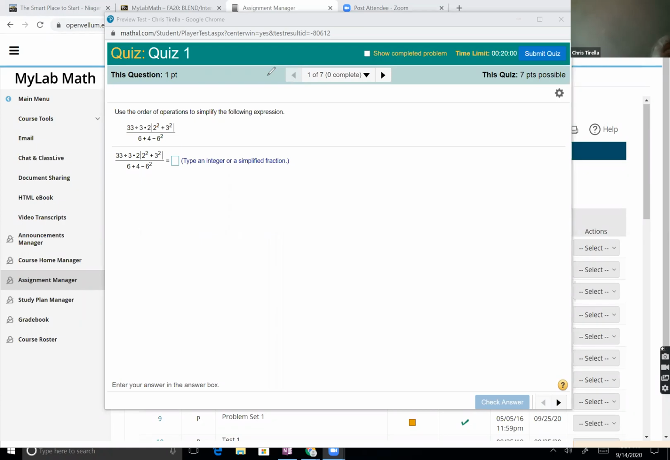So let's start with this first problem. I think this first problem was probably the most problematic for most people in class. Order of operations, be very careful. And also the other thing that I think got some people is penmanship, of all things. That numerator is 33 divided by 3 times 2 times the absolute value of 2 squared plus 3 squared, close the absolute value bars, over 6 plus 4 minus 6 squared.